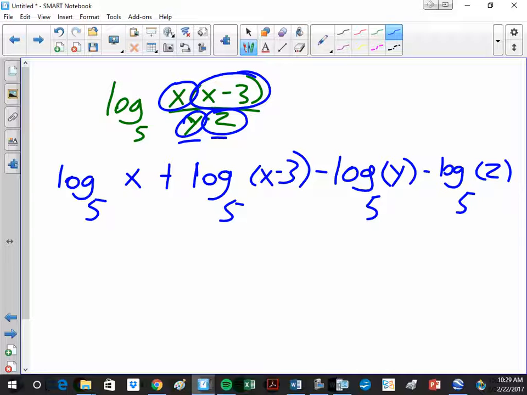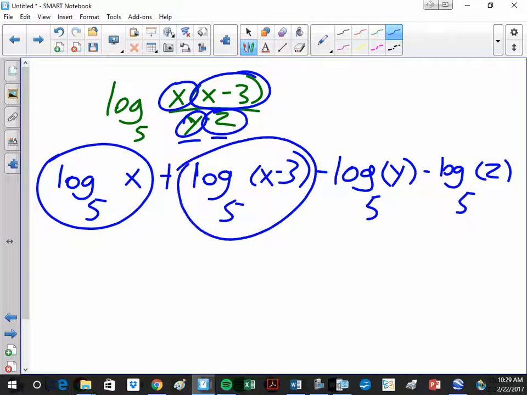Why are these rules in place? Well, they're just exponents. Every logarithm is just an exponent. So this is asking 5 to what power is x? This is asking 5 to what power is x minus 3, and then so on. And if you multiply the stuff inside the logarithms, you add separate logarithms. Yes?